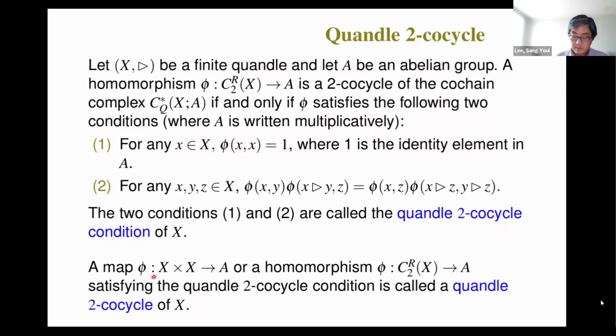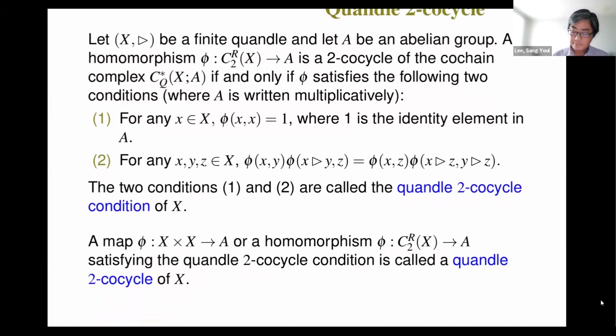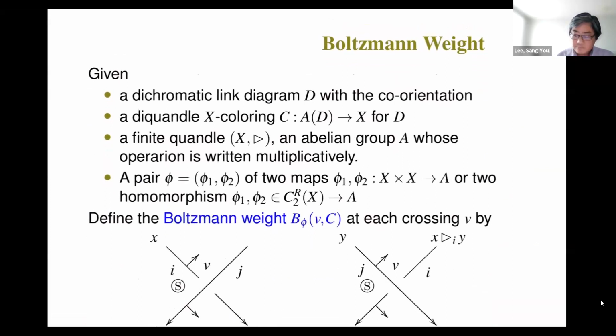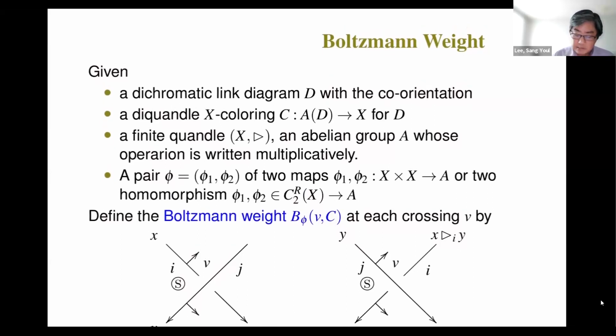Then a map X times X to A, a homomorphism satisfying this quandle 2-cocycle condition, is called a quandle 2-cocycle of X. Now, for a given quandle 2-cocycle, we want to construct some invariant for dichromatic links. This is the given data: a dichromatic link diagram D with co-orientation and a diquandle X coloring C, and the finite quandle X and abelian group A.